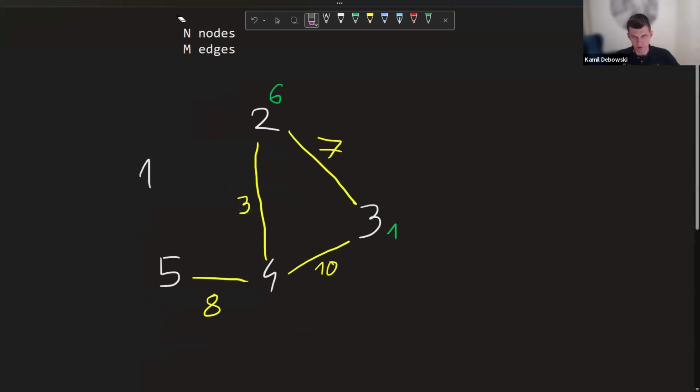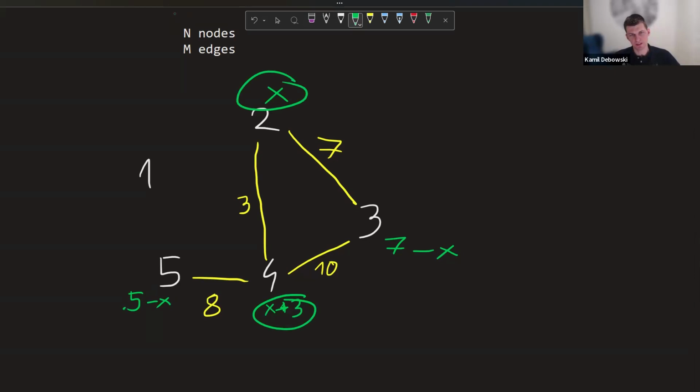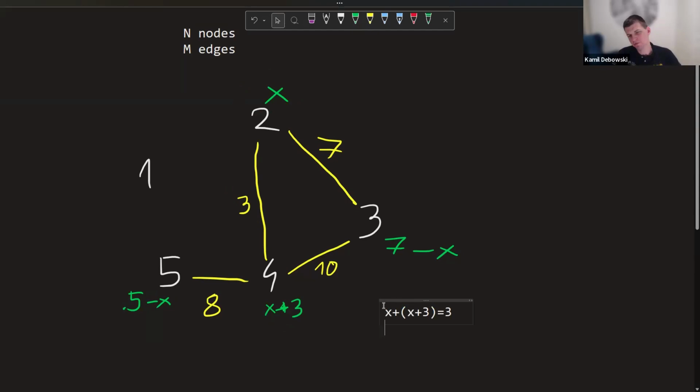If I say that the value of node 2 is equal to x, then the sum is 7. So what here I have is 7 minus x. If this sum is 10, 10 minus this is equal to 10 minus 7 plus x, x plus 3. If this is 8, then what I have at 5 needs to be 8 minus x minus 3, so 5 minus x. Additionally, I have a condition x plus 3 plus x is equal to 3. So I can write on the side x plus 3 equals 3. From that, by coincidence, x is equal to 0.